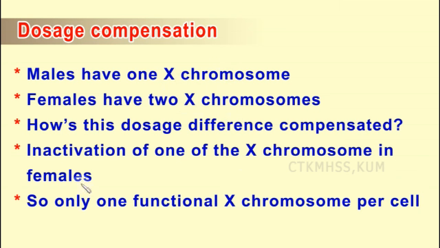Out of these two X chromosomes, one X chromosome is inactivated. That is how the dosage is compensated, because if both X chromosomes were active, the number of genes would be high compared to the single X chromosome in the male. So that dosage is compensated by the inactivation of one of the X chromosomes in females. So only one functional X chromosome is present per cell. In a single cell, only one X chromosome will be functional.